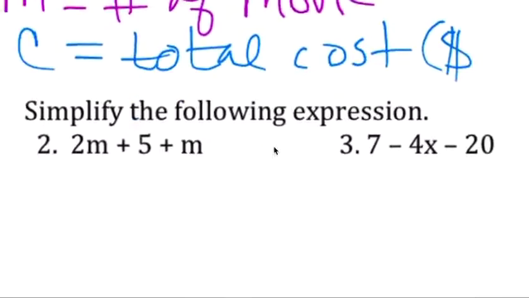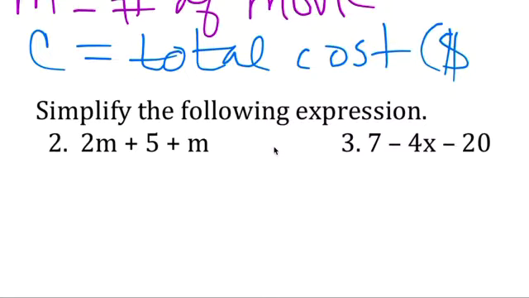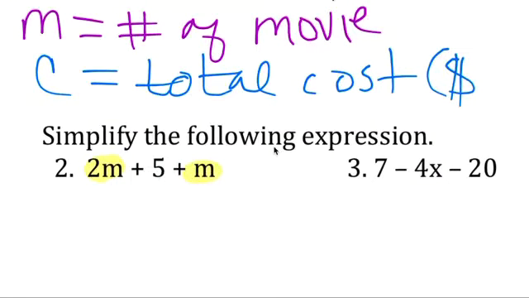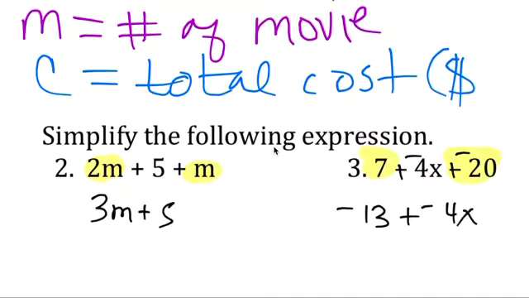Okay, here you're just solving just like your IXL x.16. We did this in class. That's 3m plus that 5. Additive inverse here. Okay, and these are like terms right there. You get negative 13 plus negative 4x.